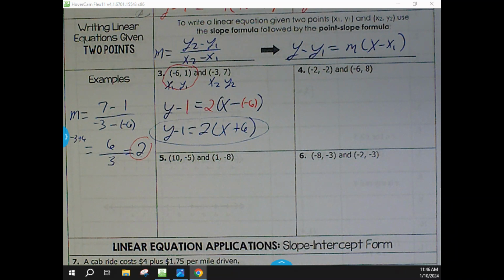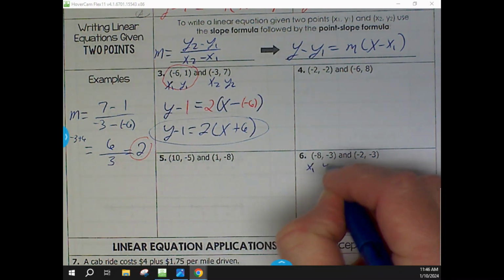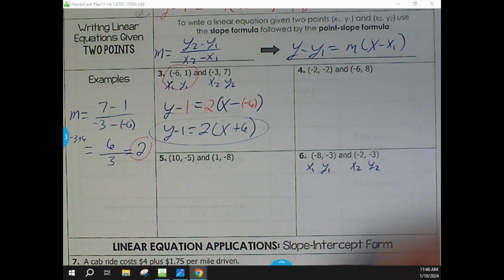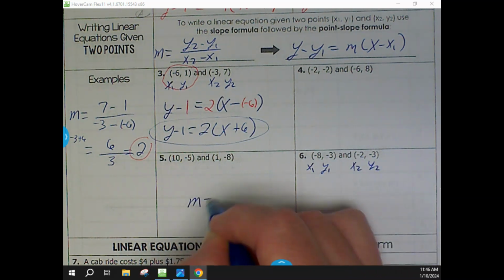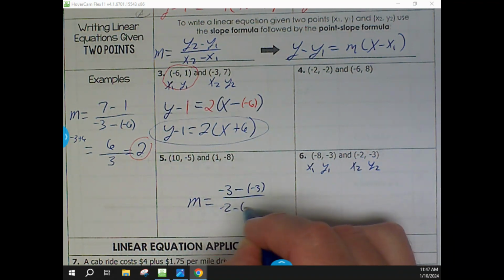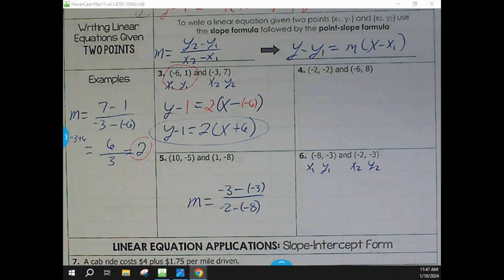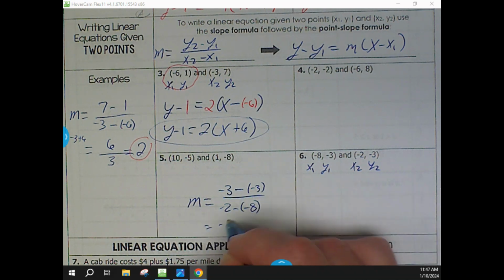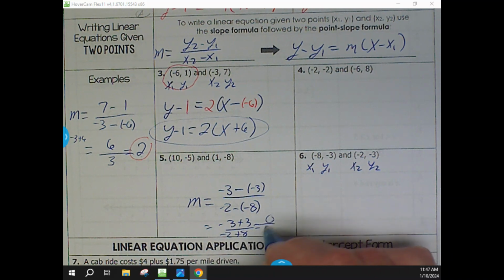Okay, so instead of doing a bunch of the other ones here, we'll make sure we do at least number 6 because, again, we'll need some room on this one, and then we'll tie in some other stuff here. So for number 6, there's x1 and y1 and x2 and y2. For slope, again, it's y2 minus y1, so that's -3 minus -3 over -2 minus -8. So it's -3 plus 3 over -2 plus 8. So that's 0 over 6.